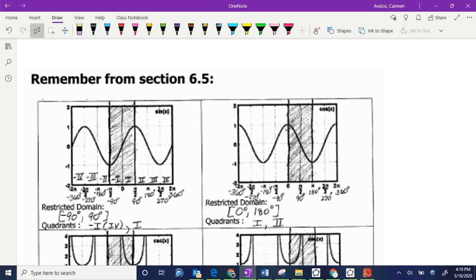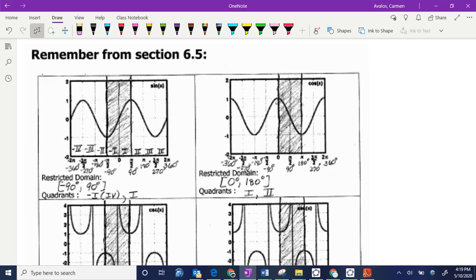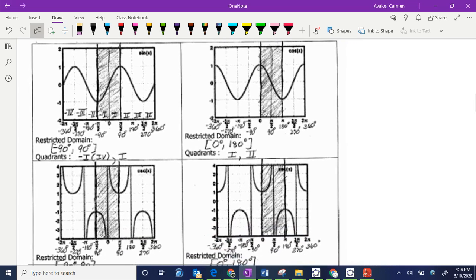Now, here, this is another thing you need to remember. Remember, this is all back from 6.5, when we had to analyze whether the trig functions were one-to-one, and we said that they weren't one-to-one because while they do pass the vertical line test, they do not pass the horizontal line test. If you look at them, they're going to cross many times. They could only cross once in order to pass.